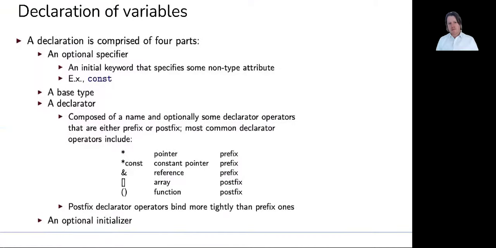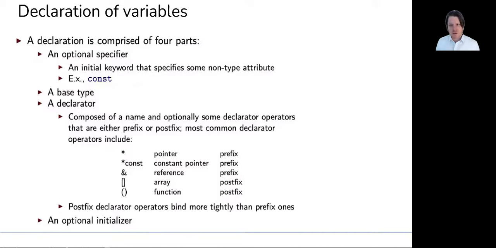We then introduced the structure of a variable declaration. We said that a declaration is going to be composed of 4 parts. An optional specifier, which would be an initial keyword that specifies some non-type attribute. We introduced the idea of essentially read-only objects by introducing const. Followed by the optional specifier is the base type of the object.